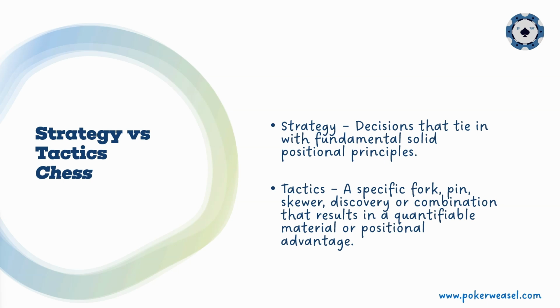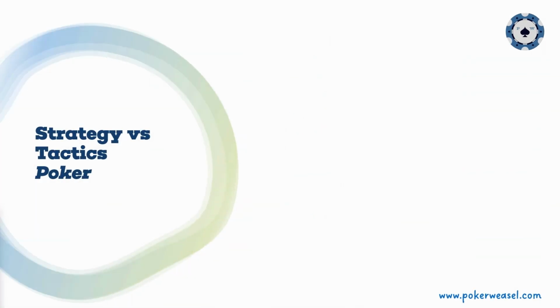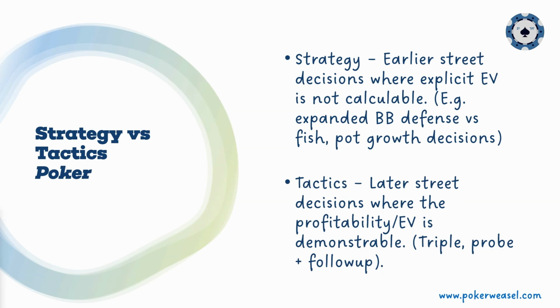Let's now think about a potential application of strategy and tactics to the domain of poker. This is not something that you will really see discussed elsewhere. It's not typically applied to the game of poker, but perhaps it should be. And if you understand how it applies to the game of poker, it's going to give you a stronger understanding of what our objectives are at any given moment in a hand of poker. Strategy versus tactics in poker. Strategy, earlier street decisions where explicit EV is not calculable, and tactics, later street decisions where the profitability/EV is demonstrable.